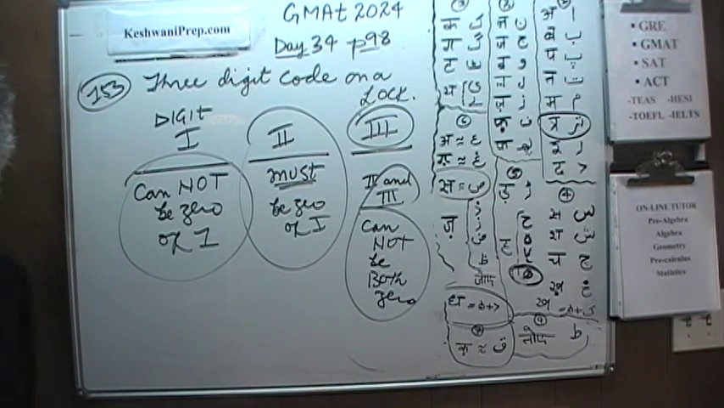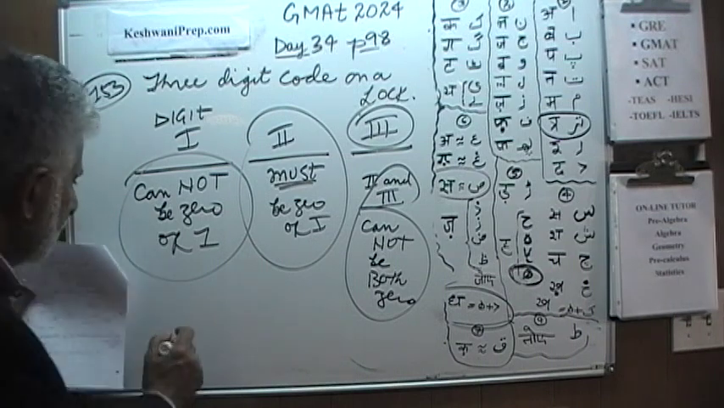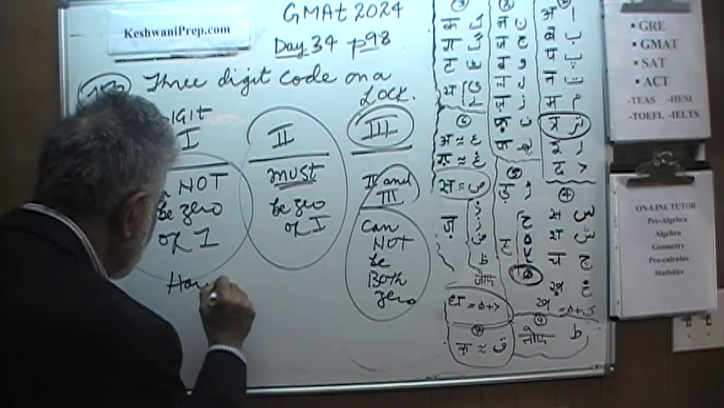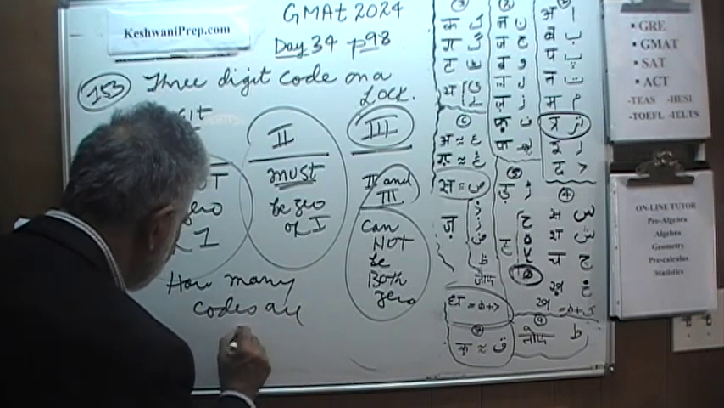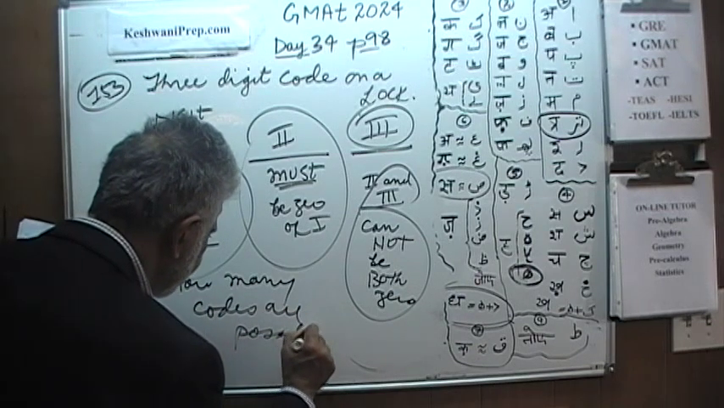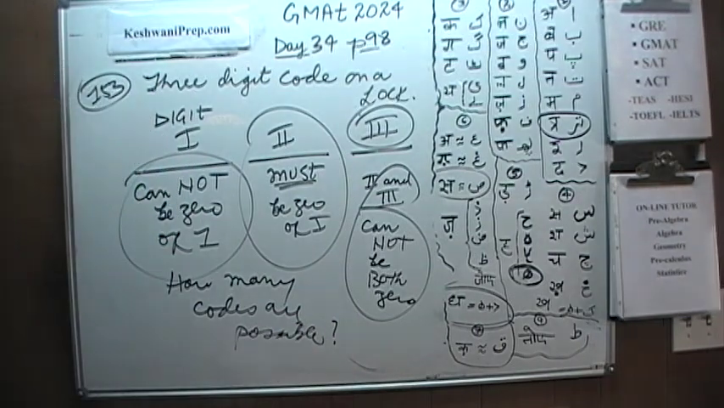Go ahead, do it yourself. The question simply is, how many possibilities are there? How many codes are possible? How many such codes can we create? Go ahead, do it yourself.